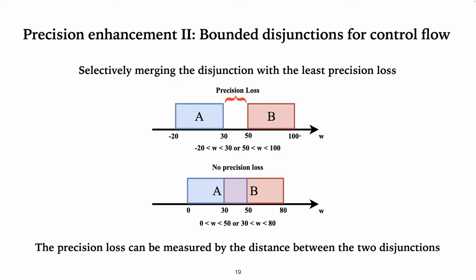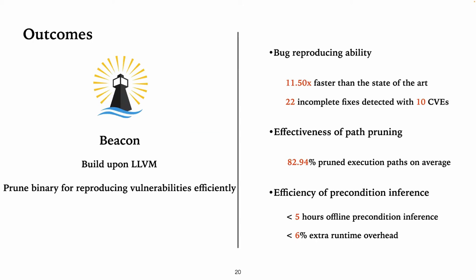We observe that merging different disjunctions can introduce different precision loss. For example, the case above could introduce a precision loss from 30 to 50, but no precision loss in the case below. Therefore, we will merge the case below. In general, we measure the precision loss by the distance between the two disjunctions. We implement our method as a directed fuzzer Beacon, which is built upon LLVM.